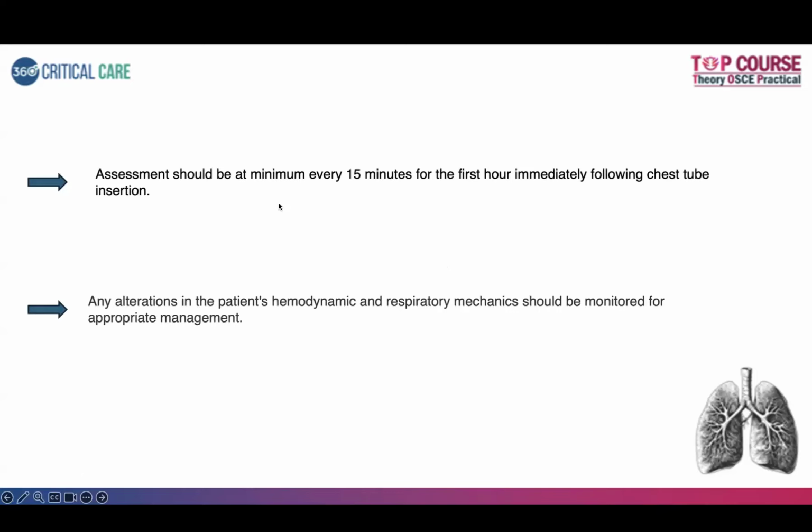So assessment should be done at a minimum of every 15 minutes for the first hour following chest tube insertion. And any alteration in the patient's hemodynamic and respiratory mechanics should be monitored for and appropriately managed. Because there may be times when you would have put an ICD, then after that you would have settled everything and gone. But the problem is you would have gone to see another patient.